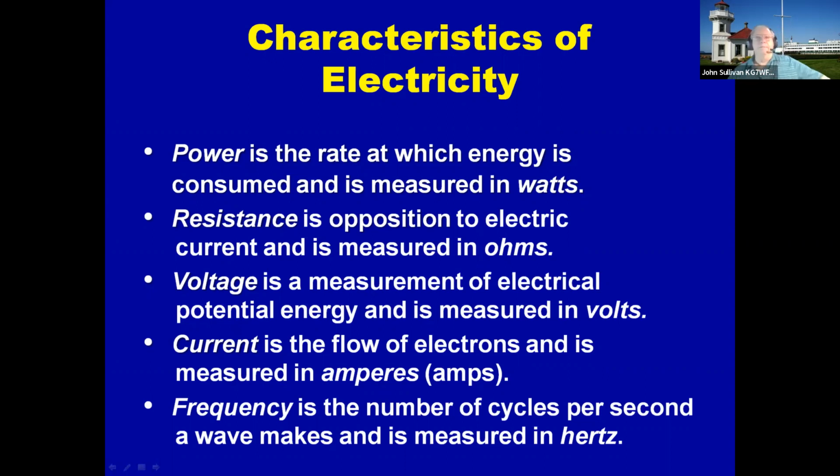Resistance is opposition to electric current, and it's measured in ohms. Voltage is the measurement of electrical potential or electromotive force, and it's measured in volts. And we'll go in some detail of explaining what all this means in a moment. Current is the flow of electrons, and it's measured in amperes, which is usually abbreviated as amps. And frequency is the number of cycles per second in a wave, and it's measured in hertz.